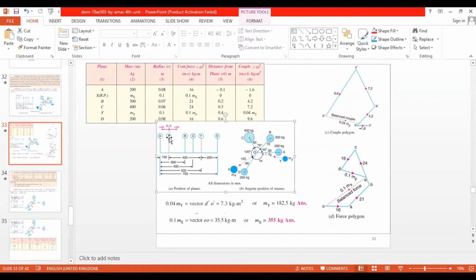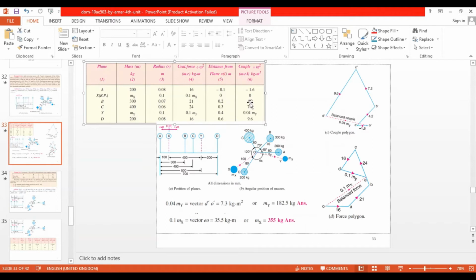Then x to C is 400 minus 100, that is 300. Then x to Y is total 500 minus 100, that is 400. Then D from x, 700 minus 100, that is 600. So these are the distances between planes measured from the reference plane. Now we are done with the distance between planes.